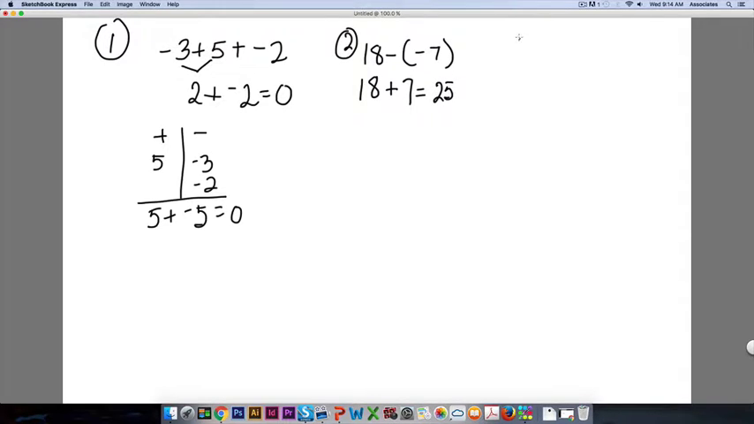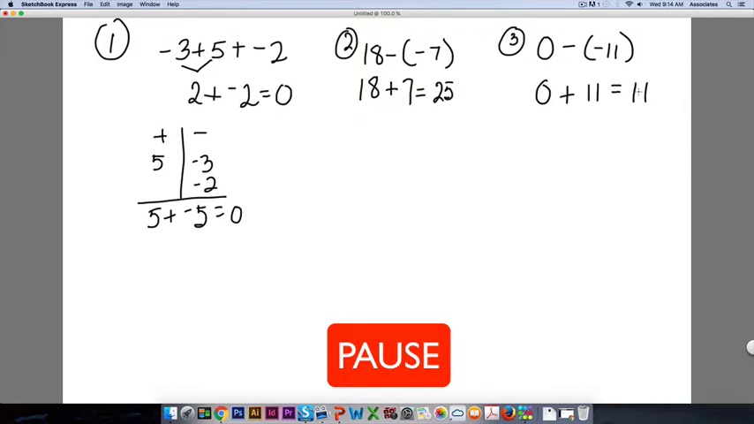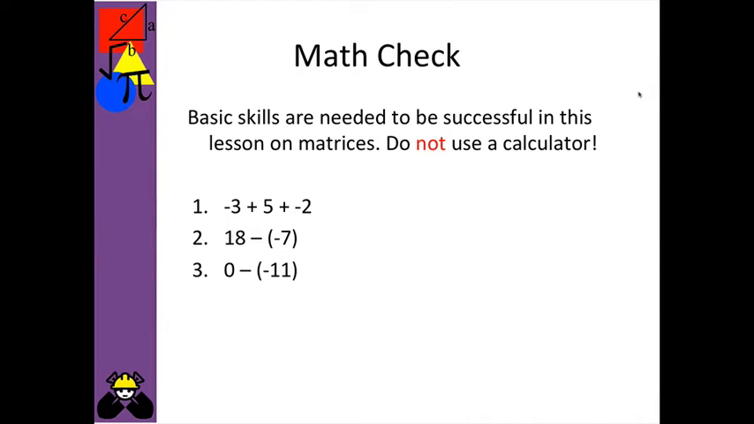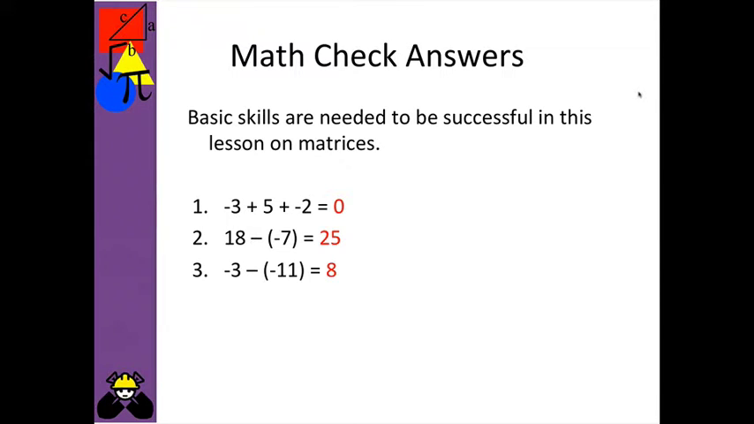The third problem was a subtraction problem. Again, it said 0 minus -11. Again, when we subtract, we keep the first number the same, change subtraction to addition, take the opposite. 0 plus 11 is 11. How'd you do? I hope you did well. Pause the video if students have questions, and we'll be back in just a second to go to the PowerPoint. All right, welcome back. Okay, we checked our answers. We got the same answers.